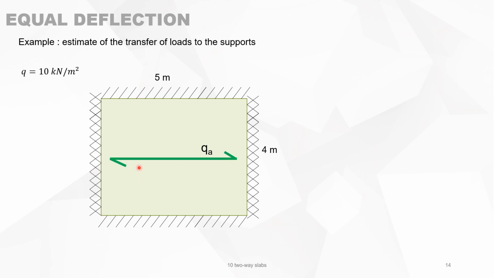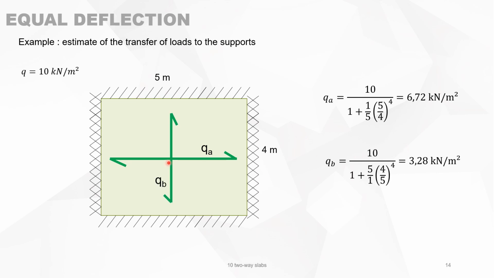Let's first take the load transfer to the side in the direction of A. Then we apply the formula that we have just developed, and QA is the total load, 10, divided by 1 plus omega A, because this is clamped, so omega A is 1. The other side, omega B, is simply supported, so it's 5. The size of A is 5 and the size of B is 4. So very quickly you see that the load transfer in the direction of A is 6.72 kilonewton per square meter.